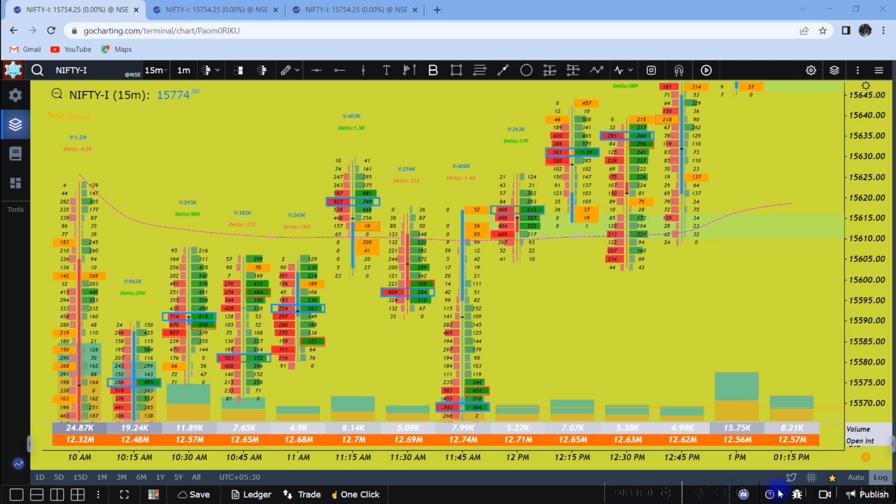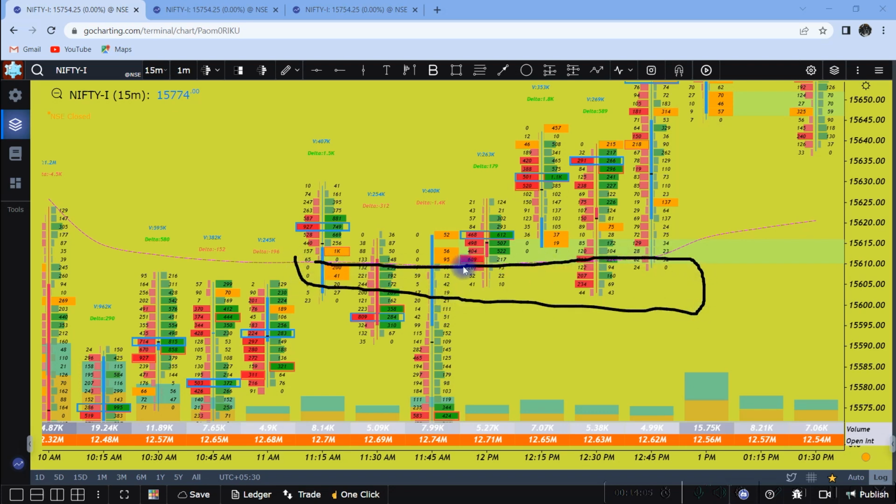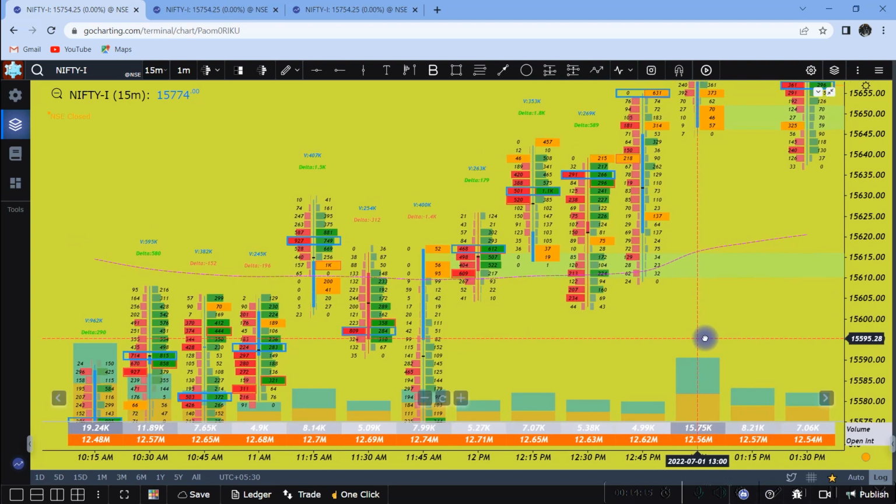But what I'm interested in over here is that it isn't able to take out these levels. This zone is not being taken out, it's being respected. So I get a feeling here that the sellers aren't strong enough to take out this level, and after the 600 getting crossed, I know there is going to be some sort of short covering that can take place.